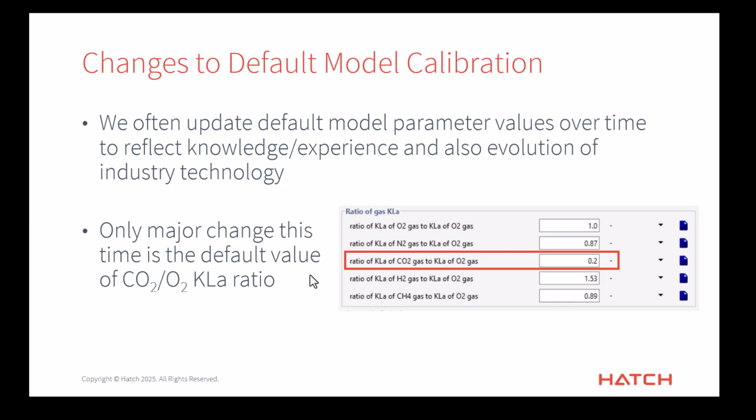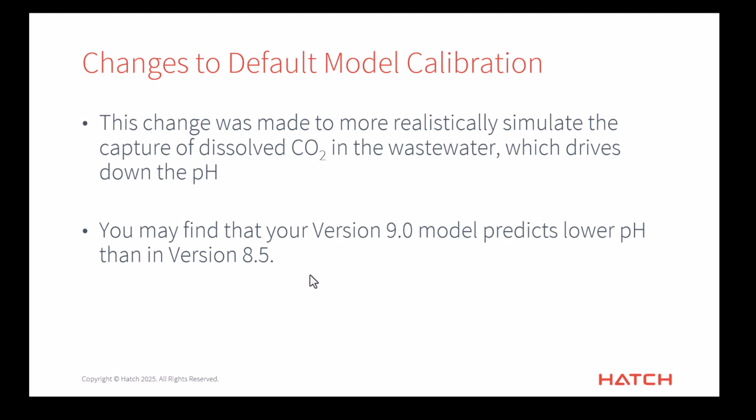These are ratios that we've had established for some time. And this ratio, we are dropping down from a higher number, I think it was 0.88, down to 0.2, based on a lot of experience that we've had over the years. Basically, we're reducing that number to not drive off as much CO2 from the wastewater and keep more of that dissolved CO2 in the liquid. And that, of course, then drives down the pH.